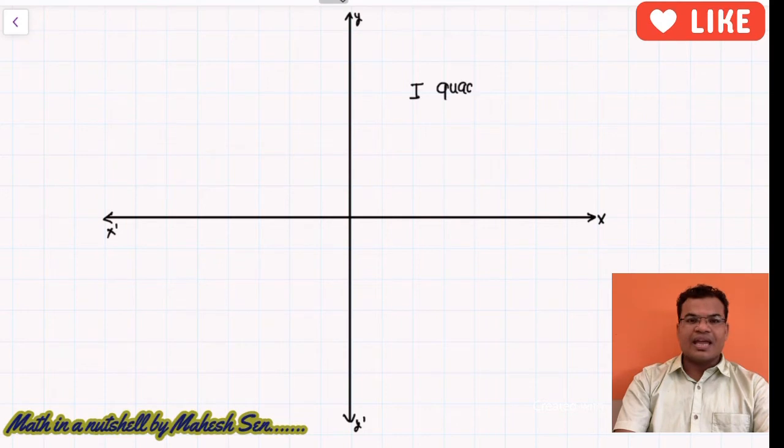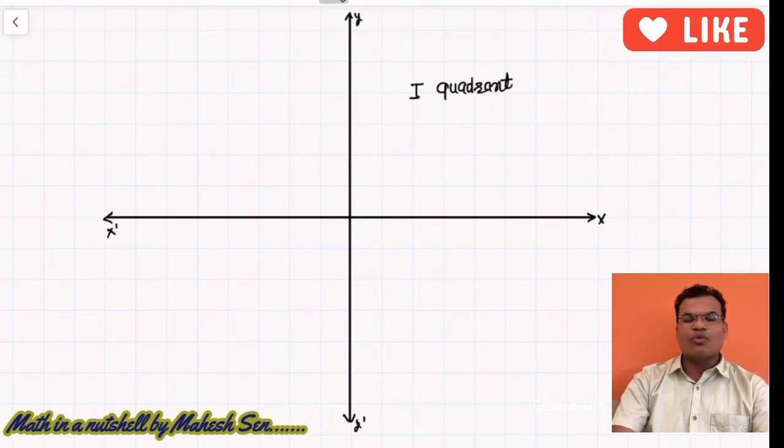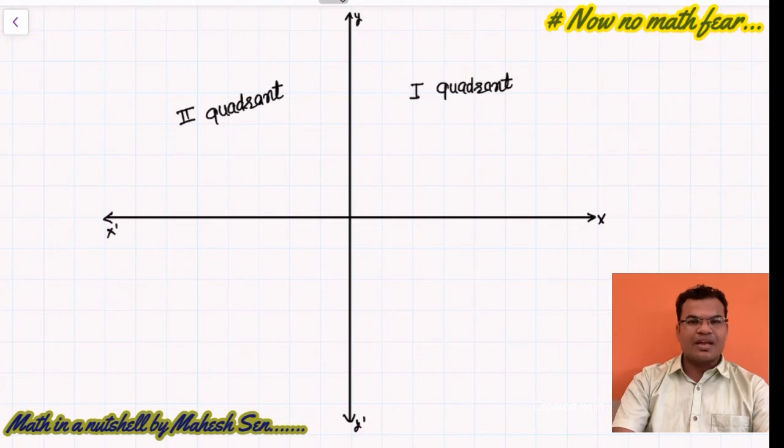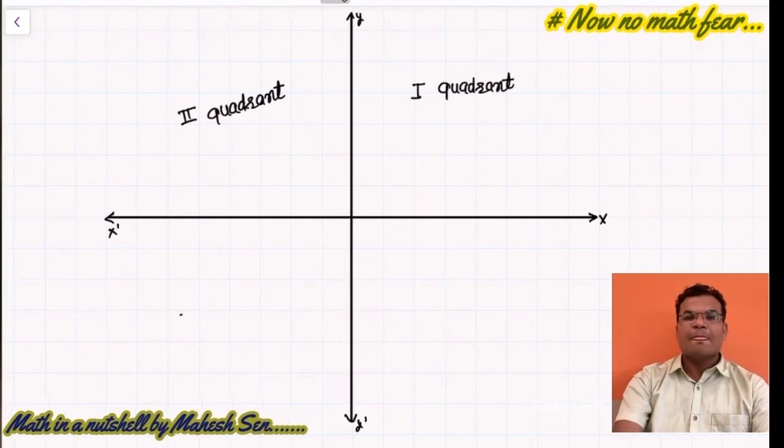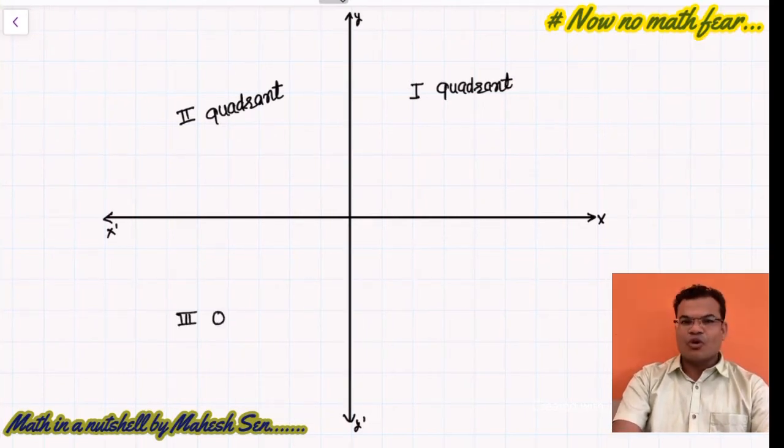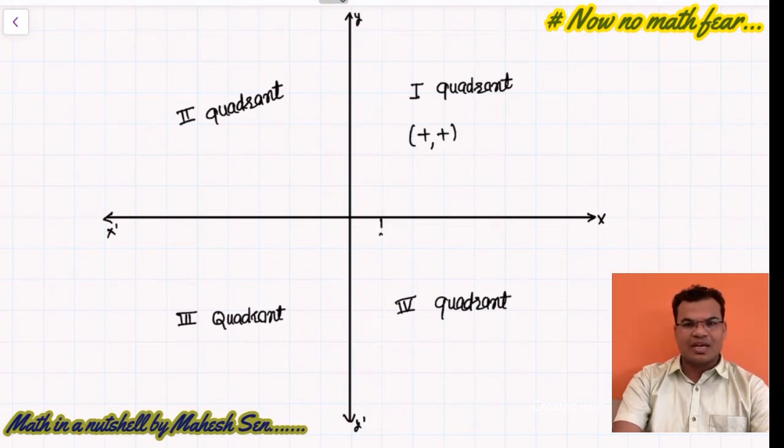So this is the x and y Cartesian plane, and we have one more thing: the four parts into which these lines divide this plane, known as the quadrants. There are four quadrants, named first, second, third, and fourth in order. Always remember the order of the quadrants is anti-clockwise. So the first quadrant is x, y, and the sign of the first quadrant is plus, plus.